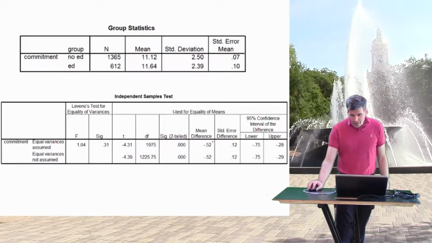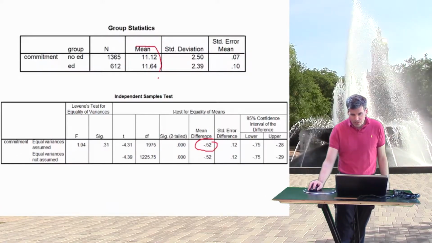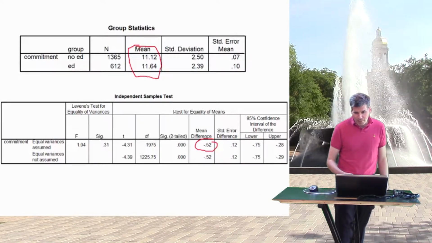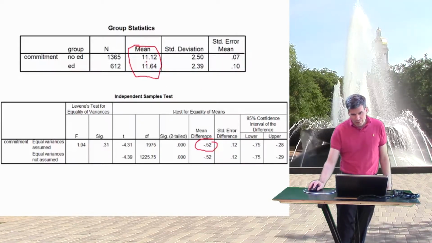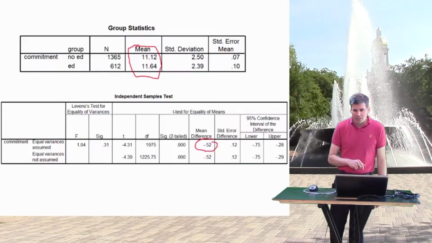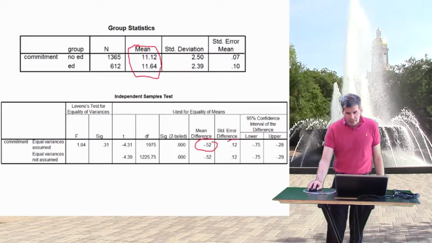What else do we have here? Here where it says mean difference, that is just the difference between these two means. When I was eyeballing it, I said it looked like it was about a half a point of difference, precisely 11.12 minus 11.64 equals negative 0.52. That's the actual size of the difference. And then we have the standard error of the difference between the means.